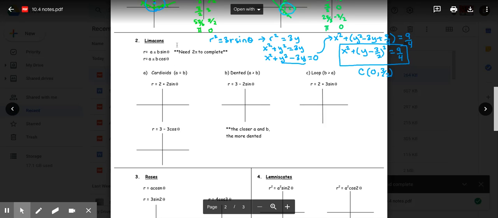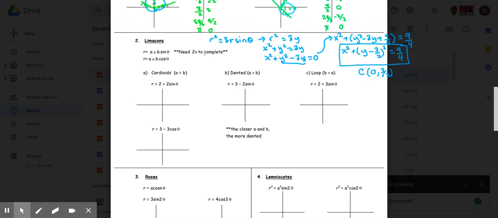Limaçons. So you actually need to go out to 2 pi to complete these.